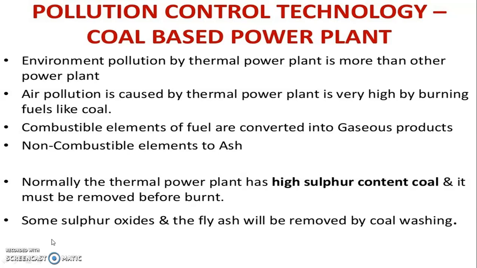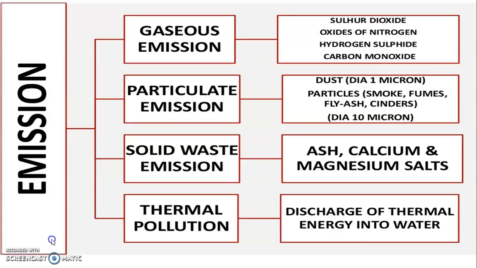Normally, the power plant has high sulfur content coal and it must be removed before burning. Some sulfur oxides and the fly ash will be removed by coal washing. Some of the emissions are given here.